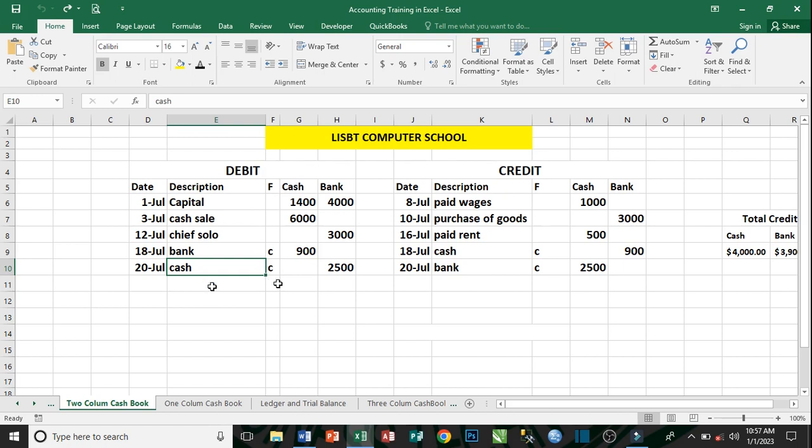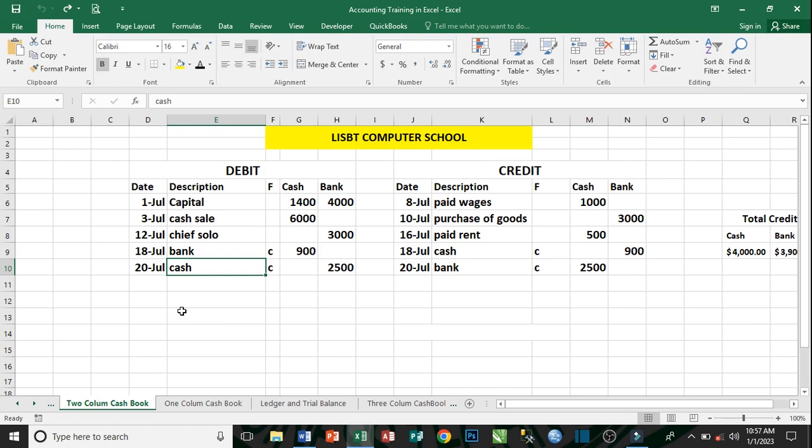C indicates a contra entry because it was cash given to the bank. And you see it, we recorded the bank on July 20 under the credit side of the book. So we record it under the cash. That's how you can enter this particular statement.